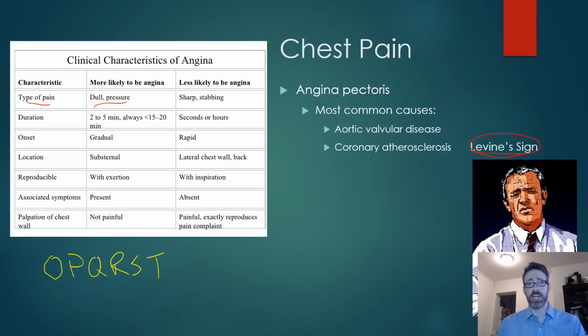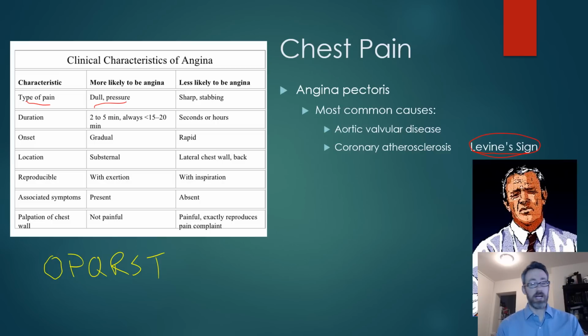R stands for radiation. You want to know where the pain is located first, right? Is it substernal? Is it off to the side? Is it somewhere else? And if it's substernal, let's say, does it radiate anywhere? Do you feel pain anywhere else? Do I feel it in my left shoulder or my right shoulder? Do I feel it in my jaw, for example?